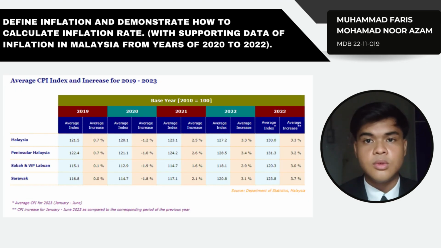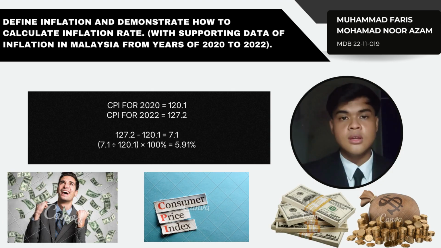From the data that we provide, to calculate the inflation rate from 2020 to 2022, we will need to compare the CPI for each year. So the CPI for 2020 was 120.1 and the CPI for 2022 was 127.2. To calculate the inflation rate, we will first find the difference between the two CPIs: 127.2 minus 120.1, which is equal to 7.1.